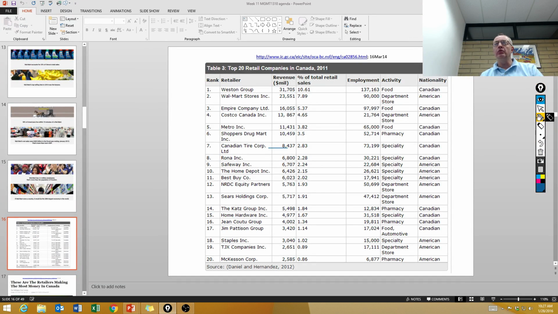Okay, so the 20 largest retailers in Canada. The Weston Group is Loblaws, so No Frills stores, Supercenter, Loblaws in the food industry. Walmart's big. Empire Company, they're also a big food company. I almost want to say the Empire Group might be Sobeys, another big food retailer. Costco's big. Metro is also another grocery store.